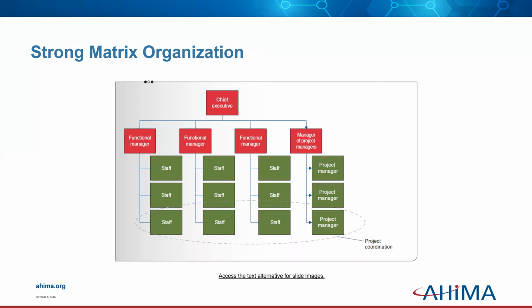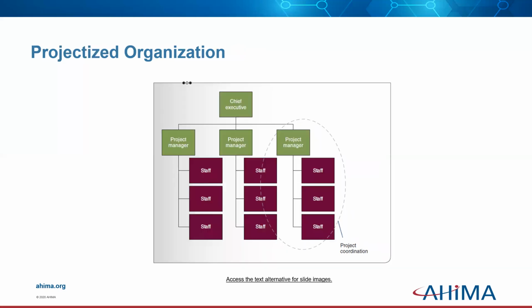The strong matrix organization is much like the balanced matrix, but includes a department of project managers. And these project managers are not functional staff members, rather project manager specialists reporting to a manager of project management. Now in the projectized organization, the project manager has full authority over the project team and access to resources, and the project manager and project staff work on a project full-time.